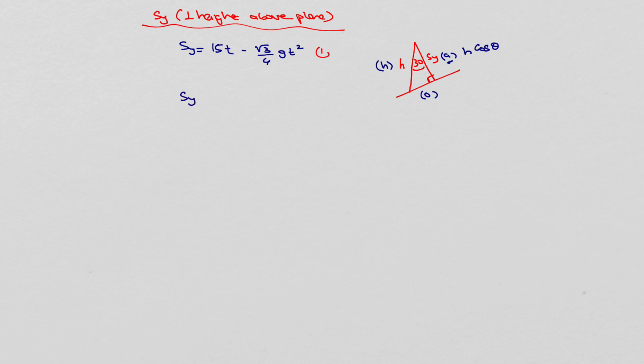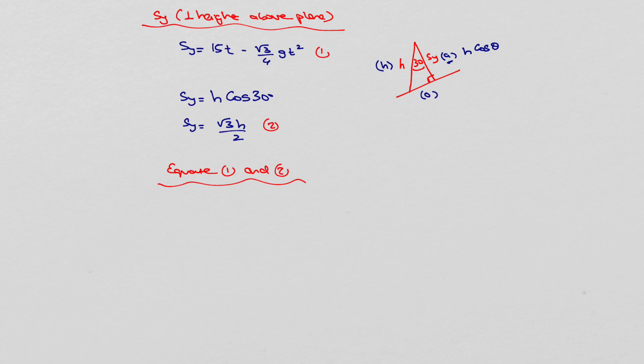So in other words, I can say that sy is my adjacent, must be equal to the hypotenuse, which is h, times cos theta. Well, theta is 30 degrees. So in other words, I can say sy must be equal to root 3h over 2. So now I have two equations for sy, that perpendicular height above the inclined plane. So all I need to do now is equate 1 and 2.